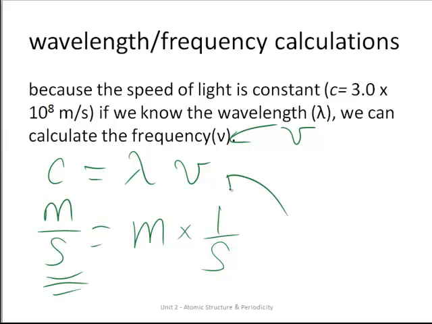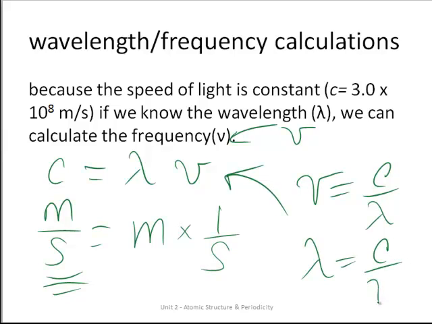So from this equation, we can rearrange it to solve for frequency if we know the wavelength, or we can rearrange it to solve for wavelength if we know the frequency. And from this equation, and as we'll talk about in a little bit more detail next, we can see that the frequency and wavelength of light are inversely proportional. As the wavelength of light goes up, the frequency goes down.